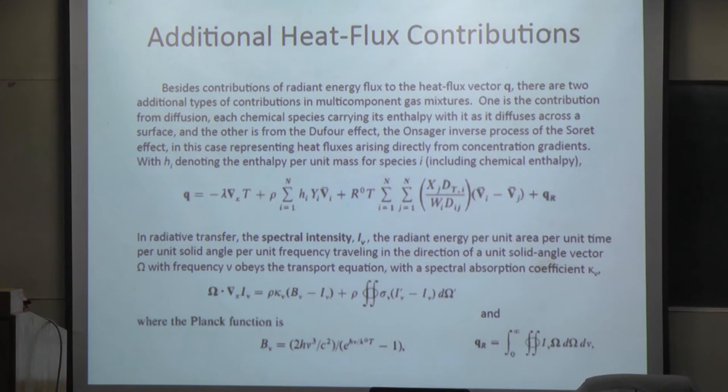But besides that, different chemical species have different energy levels. Their chemical energy levels are different, for example. And so, because of that, associated with their diffusion velocities across the surface, there's an energy flux associated with the diffusion velocity. So there's four different contributions to the heat flux vector then in multi-component gas mixtures, reacting multi-component gas mixtures, or whatever.